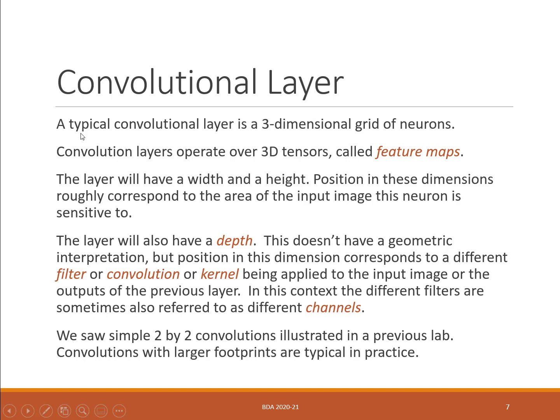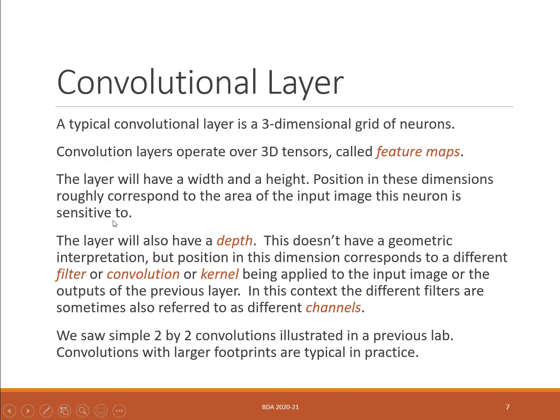After data preprocessing, it comes to creating a CNN model. In the following slides, I will explain the architecture of layers in CNNs. Layers in convolutional neural networks consist of 3-dimensional grids of neurons. This convolutional grid operates over 3-dimensional tensors called feature maps. Each layer has 2 spatial axes, height and width. Position in these 2 dimensions roughly corresponds to the area of the input image that this neuron is sensitive to.